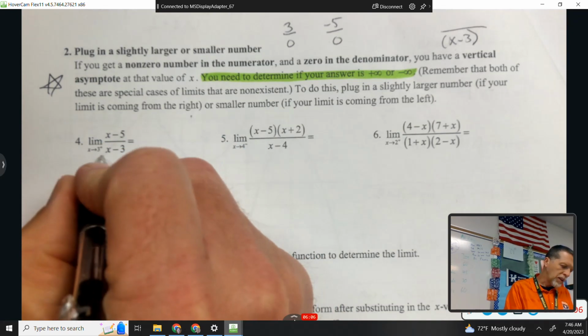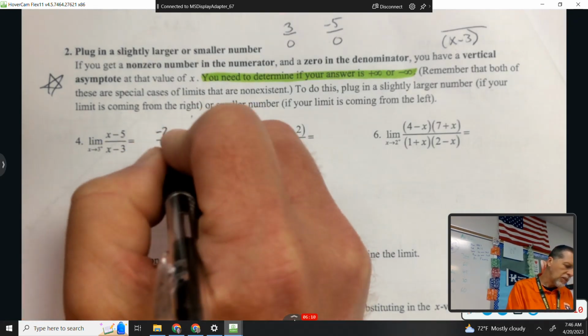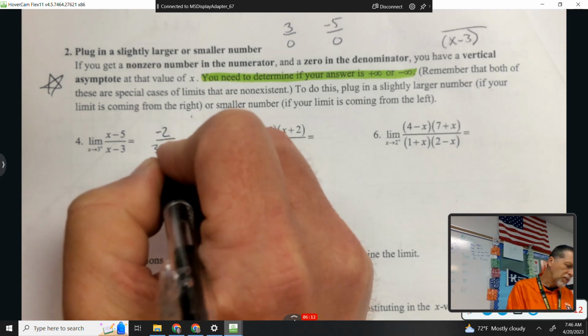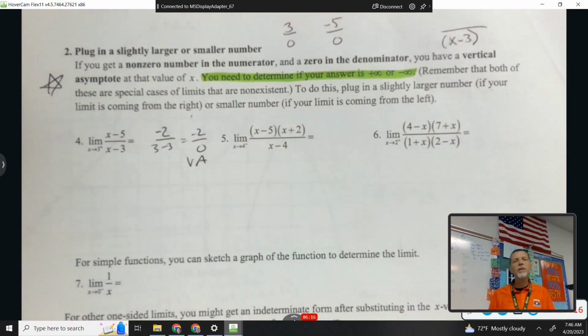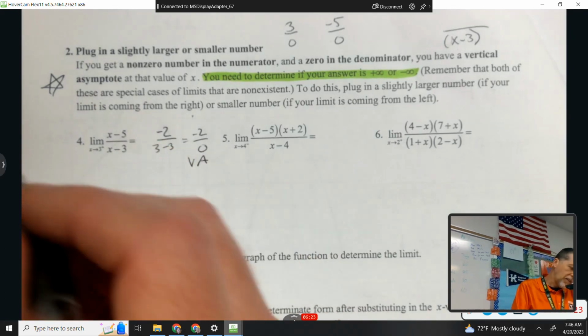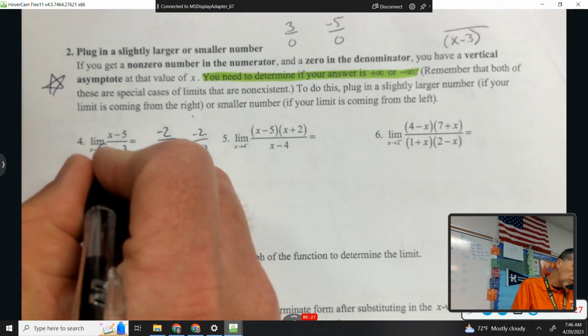If I plug in, let's start with just plugging in 3. 3 minus 5 is negative 2. 3 minus 3 is 0. So some kind of vertical asymptote's going on there. But I need to know, are we going to positive infinity or negative infinity? So I need to plug in something a little more than 3.